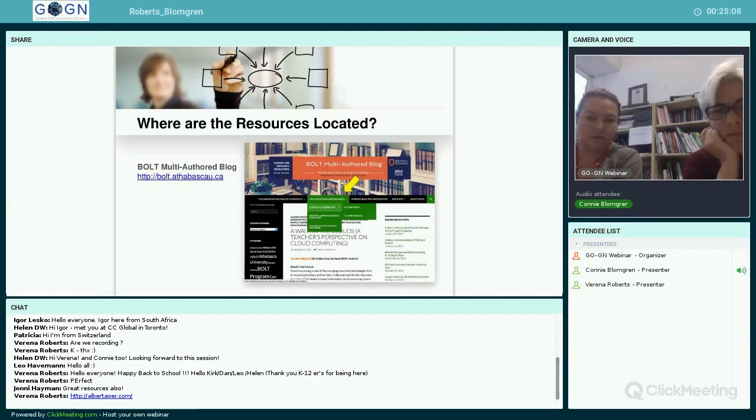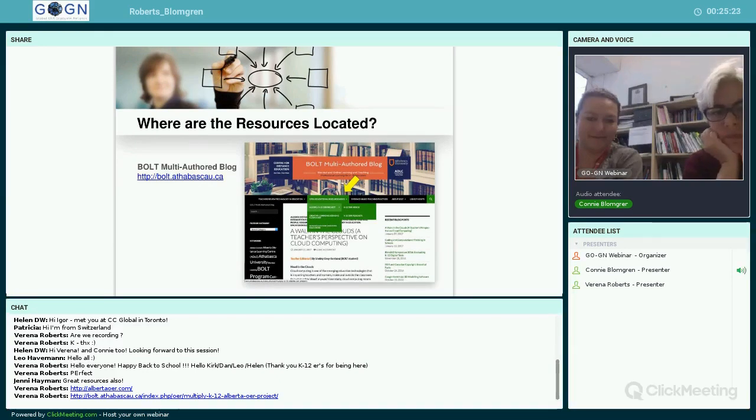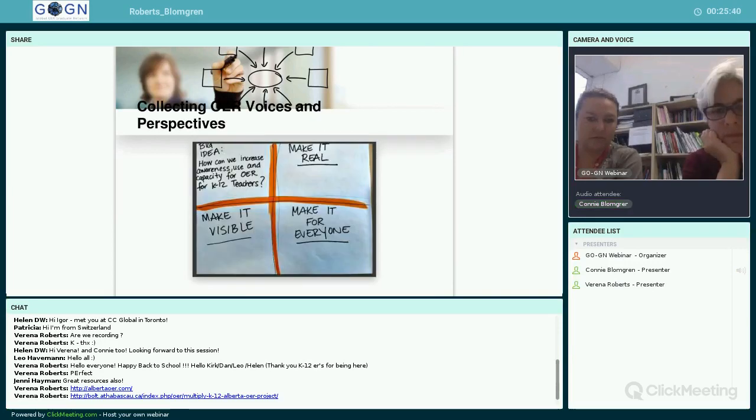The resources that we eventually created are located here at the Bolt multi-authored blog. And you see Verena jumping in there, pointing. There are some great resources there, three videos that talk about open educational practices from the point of view of K-12 teachers working here in Alberta, and then podcasts that discuss teaching. You'll see in a minute, there's a list here. So, Verena, maybe you might want to talk about this a bit.